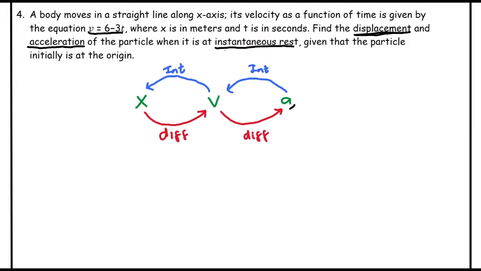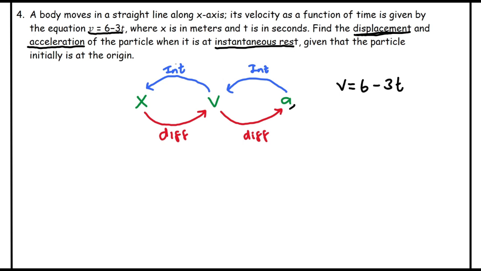So we've been told that this particle is at instantaneous rest. Let me read the question. A body moves in a straight line along the x-axis. Its velocity as a function of time is given by the equation v is equal to 6 minus 3t, where x is in meters and t is in seconds.